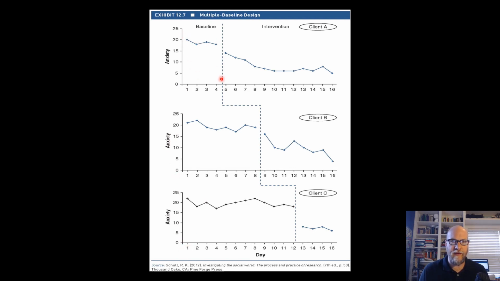So this one has a baseline of 4.5 days, this one has a baseline of 8.5 days, and this one has a baseline of 12.5. It's staggered. The idea being that if we all started at the same time, there might be something about what's going on with these patients collectively in the facility, historically, that's going on. By staggering the baseline, you're removing one alternative explanation, in a sense.